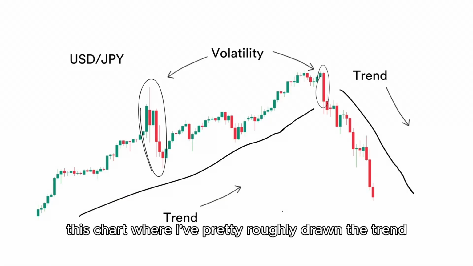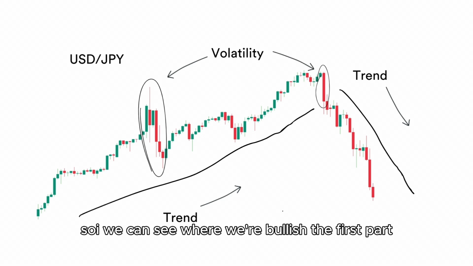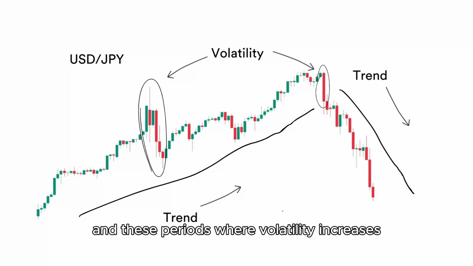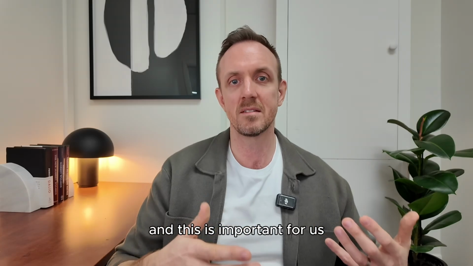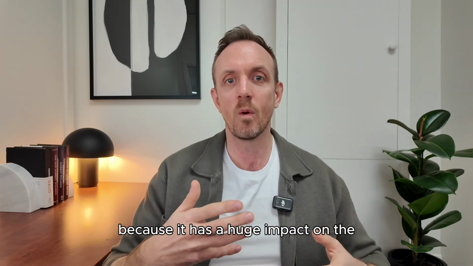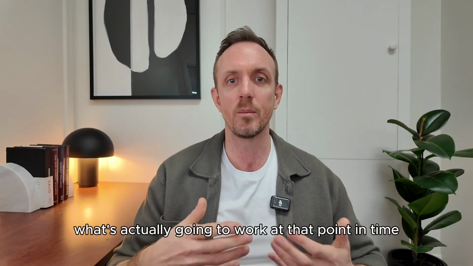So you can see here this chart where I've pretty roughly drawn the trend. We can see we're bullish in the first part and bearish in the second part, and these periods where volatility increases. This is important for us because it has a huge impact on what's actually going to work at that point in time when we're trading.